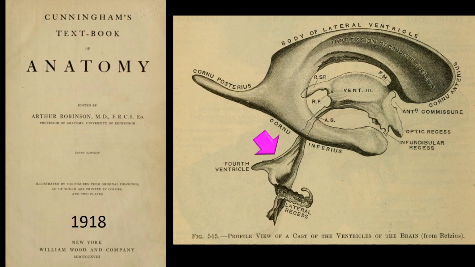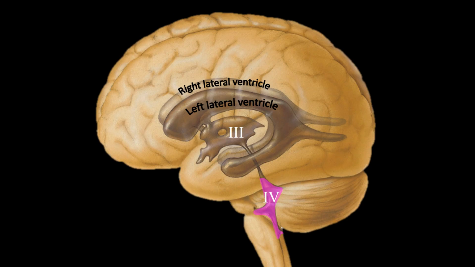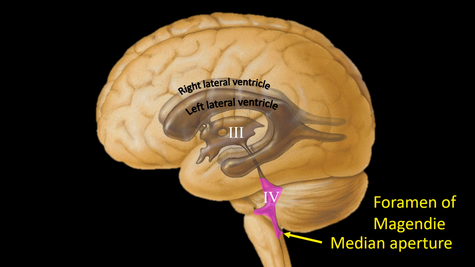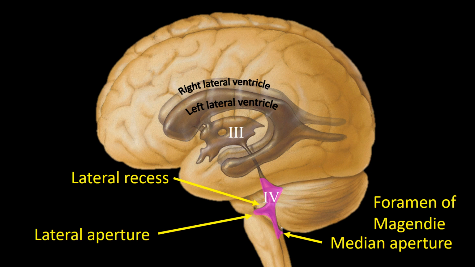But the drawings of Cunningham made in 1918 provide a good rendition of the fourth ventricle and the lateral recess pointed by the arrow. The fourth ventricle has a median aperture called the foramen of Magendie and a lateral recess, to which we have already alluded, that at its end has an aperture called the foramen of Luschka. The position of these foramina in relation to each other is easy to remember. Think of the M in Magendie for median and the L in Luschka for lateral.